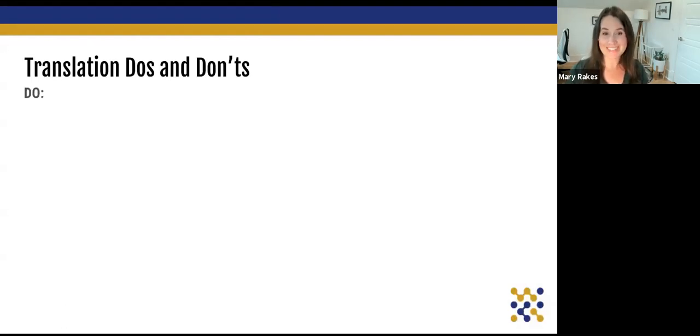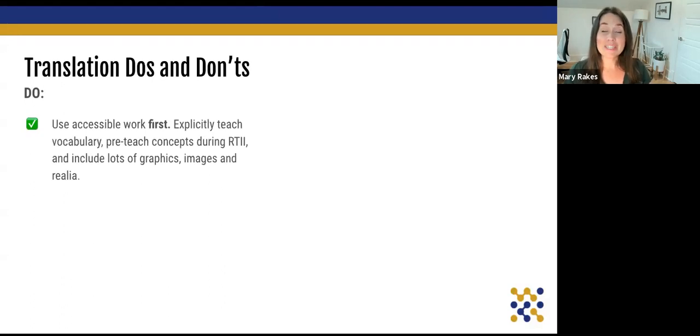On our do list, we want to use accessible work first. Translations are not the solution, they're a tool. We want to first think about other tools that we can use. We want to explicitly teach vocabulary, pre-teach concepts during RTI, and include lots of graphics, images, and realia for that vocabulary. These students are rapidly acquiring vocabulary when they come in.